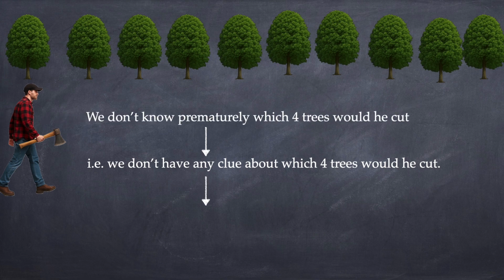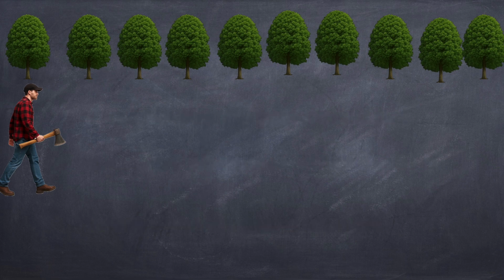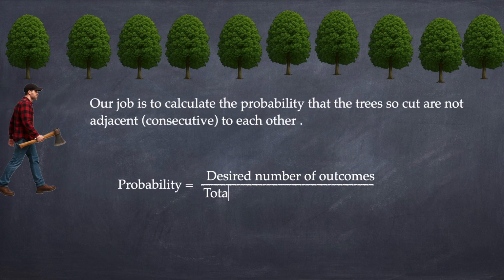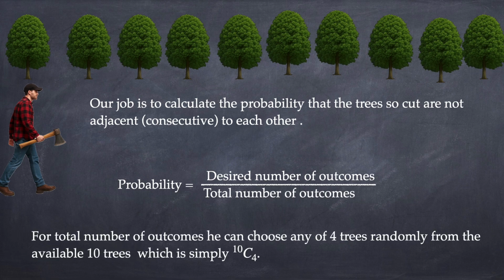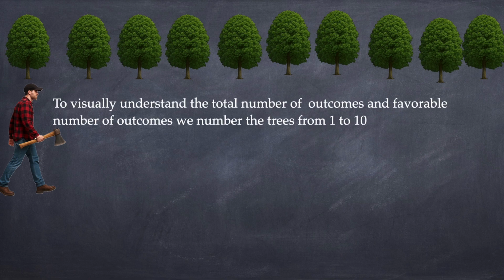This means that we don't have any idea about which 4 trees he would choose to cut from these 10 trees. He freely chooses 4 trees. It is a combination problem because the order in which trees are chosen doesn't matter. It is similar to calling friends to go for a movie. Whom we call first doesn't matter, and the result is the same for the friends. Then we number the trees from 1 to 10.